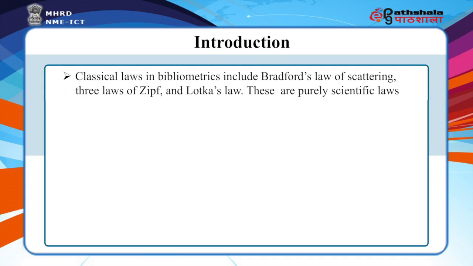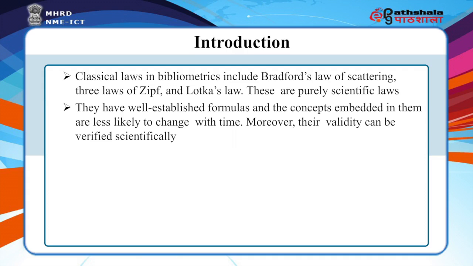Classical laws in bibliometrics include Bradford's law of scatter, the three laws of Ziff, and Lotka's law. These are purely scientific laws. They have well established formulae, and the concepts embedded in them are less likely to change with time. Moreover, their validity can be verified scientifically.